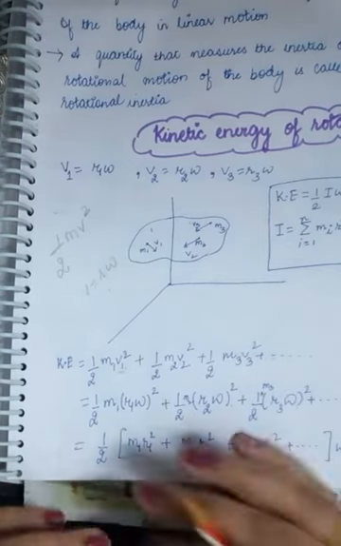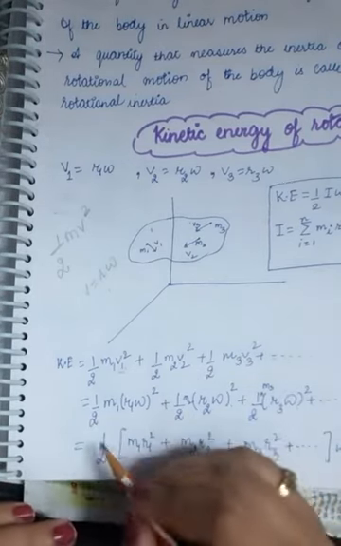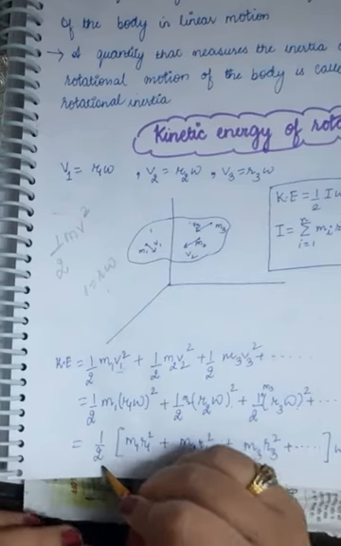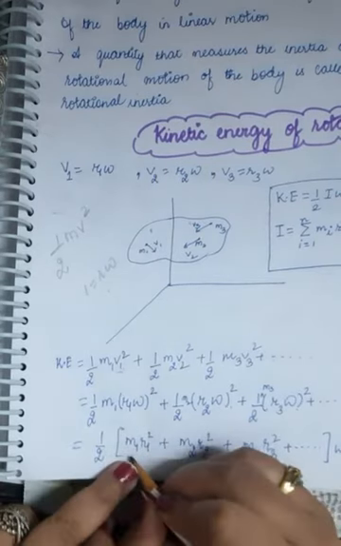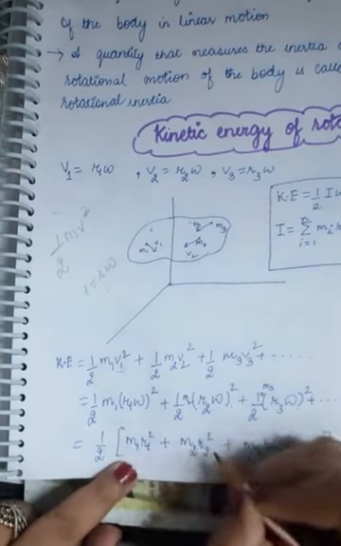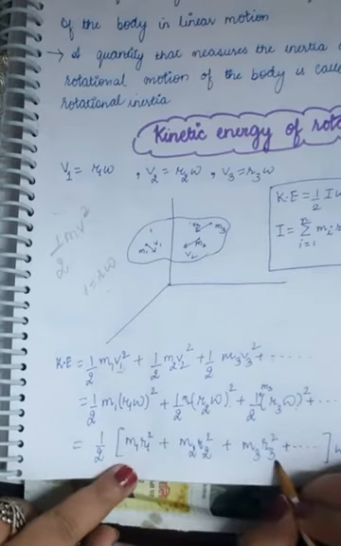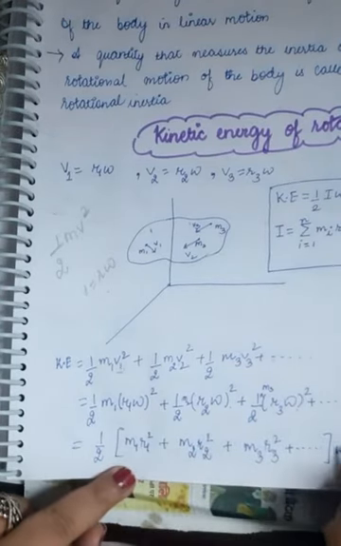And what can be taken common in this expression? 1 by 2 can be taken common from the initial side, and then you are left with m1 r1 square, m2 r2 square, m3 r3 square, and so on, times omega square.